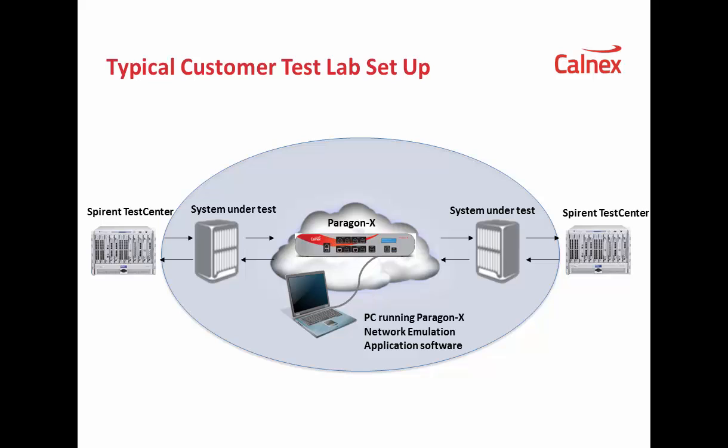Here we have a service tester, like the Spirent Test Center, providing test traffic into the system under test. That test traffic is used as a test stimulus, as well as to load the system as it would be in a real network. The Paragon-X is added within the system under test to emulate the effects of a real network, like latency, loss, and jitter. The effects of the real network on throughput performance and quality of experience can then be assessed.